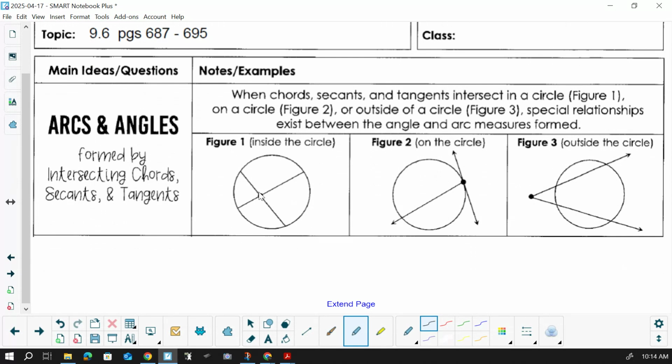So if you have a circle, if you have two chords intersecting, they could intersect inside the circle. You have these two lines. In this case, it's a secant and a tangent that intersect on the circle. And then you could have it actually outside of the circle, like two secants. The one they don't have here is a secant and a tangent outside the circle. But making angles on the circle, in the circle, or outside the circle are the three situations you're going to find.